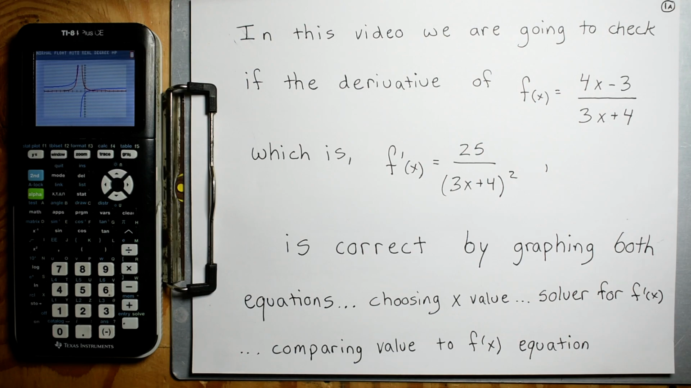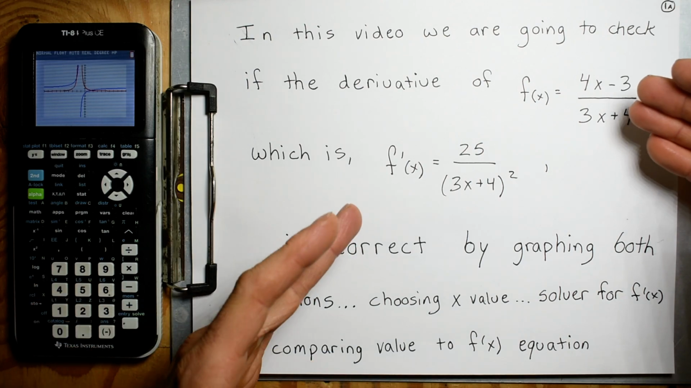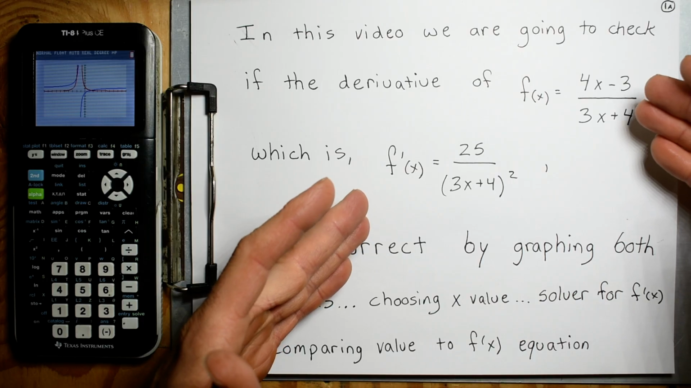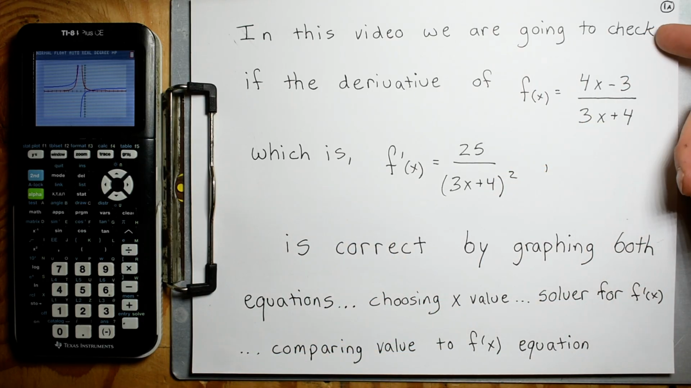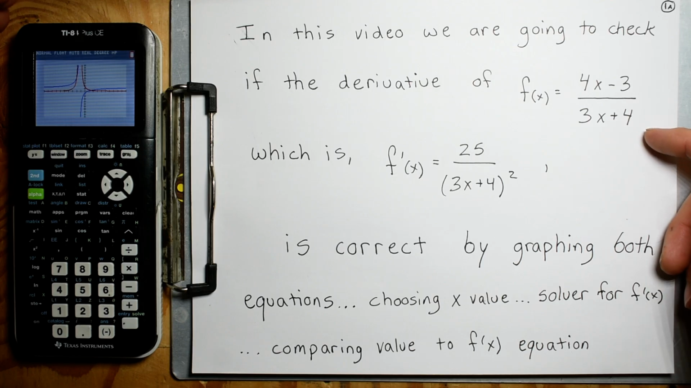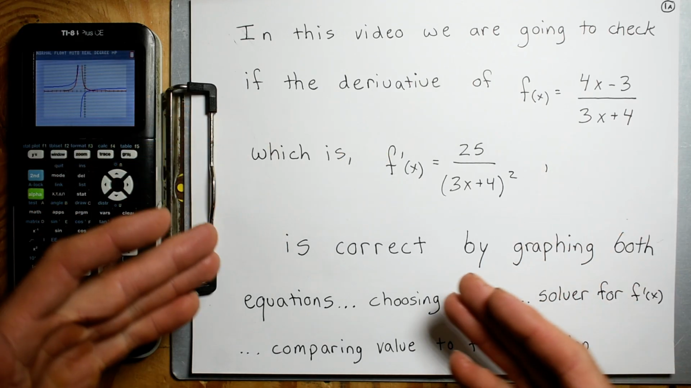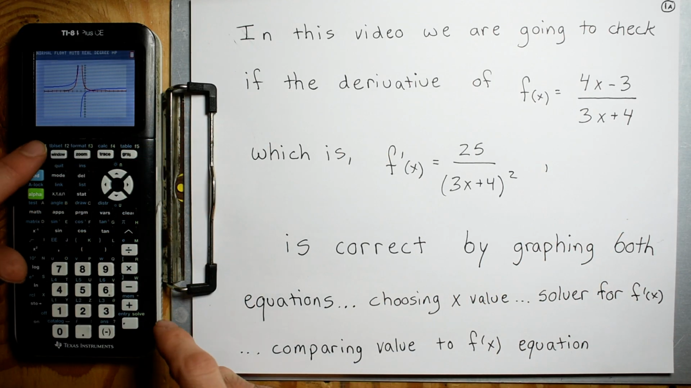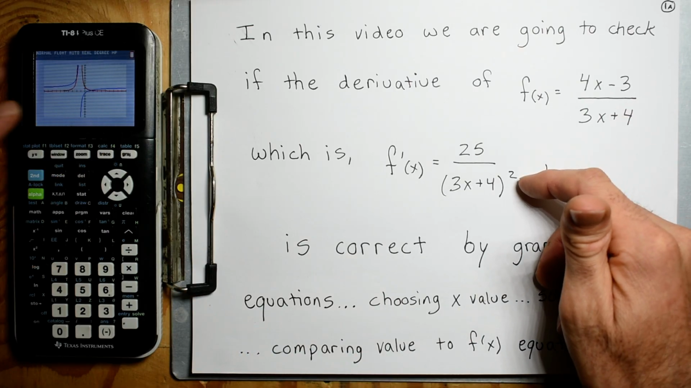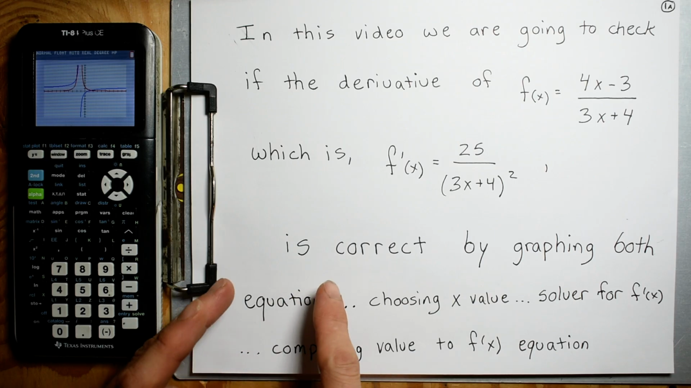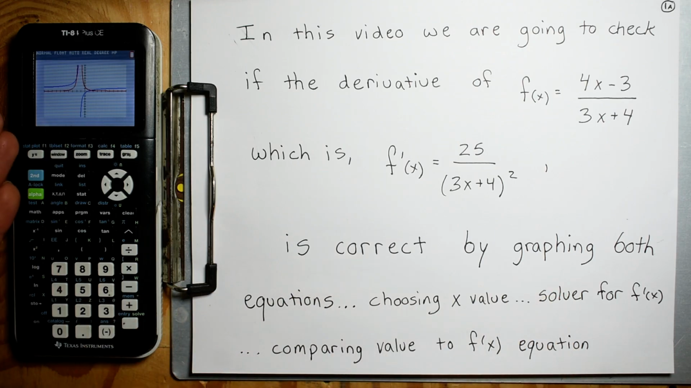Alright, so it's so important to check your work when doing anything in math. You know what I mean? We're going to take a derivative of this equation. In this video, we're going to check if the derivative of this equation, which is this, is correct. We're going to graph both. I have this one in blue, this one in red. We're going to figure out if they're correct by graphing both equations.